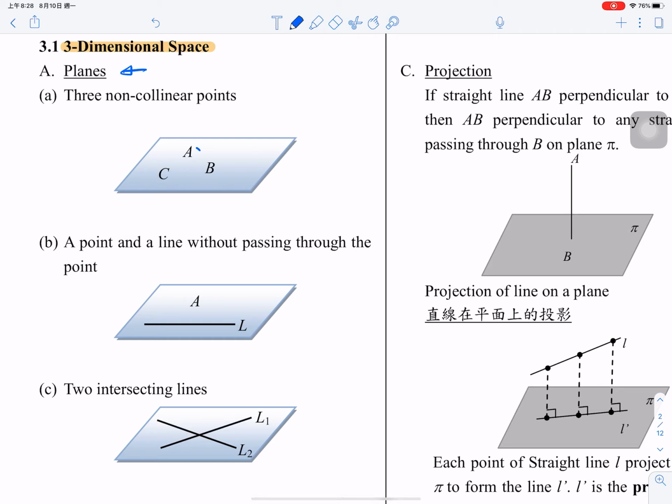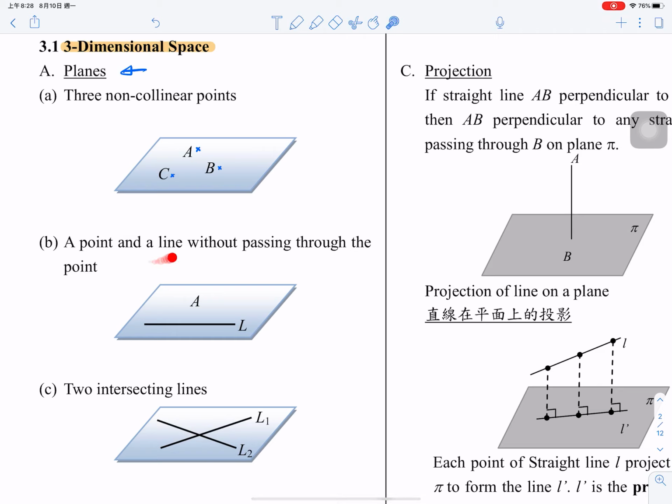That means here we have several points A, B, and C. Okay, they are on the same plane. And 3 non-collinear points means these 3 points cannot use a straight line to join all together.